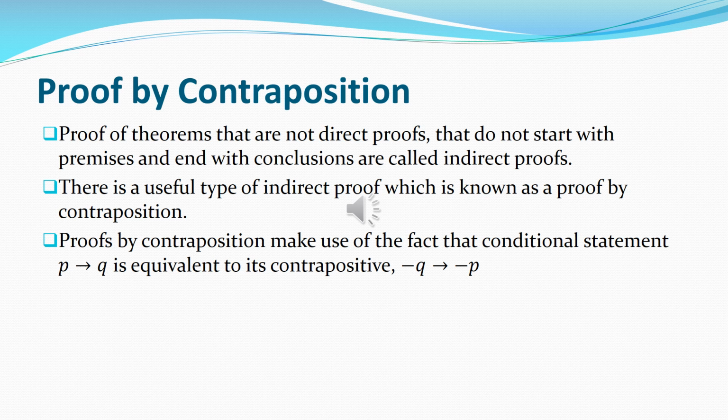Proof by contraposition. Proofs of theorems that are not direct proofs, that do not start with premises and end with the conclusion, are called indirect proofs. There is a useful type of indirect proof which is known as a proof by contraposition. Proofs by contraposition make use of the fact that a conditional statement such as if P then Q is equivalent to its contrapositive: if not Q, then not P.